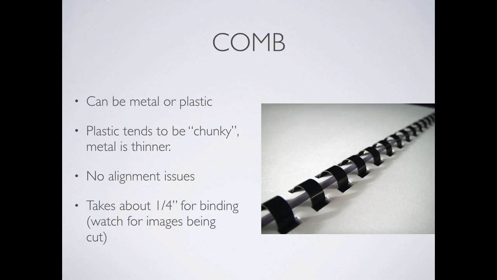Same thing happens, let's see here. I'm trying to point stuff out. Remember I was talking about that 1/4 inch text getting cut? It's really annoying when that happens. So you have to plan space for that binding. Okay? So there's no alignment issues, which is good, but it does again take about a 1/4 inch, for that, sorry. Takes about a 1/4 inch away.